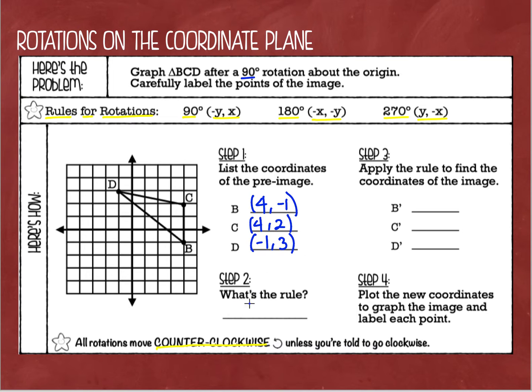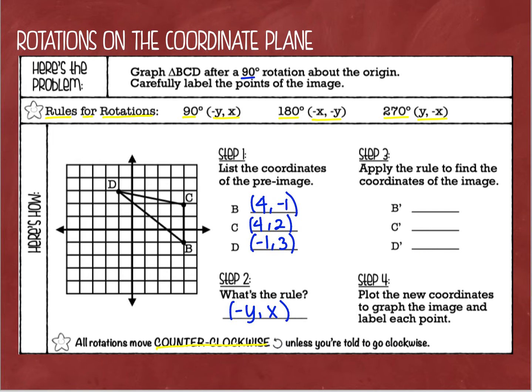Okay, next thing is, what's the rule? Well, we're rotating 90 degrees, so we are going to use this rule right here. And our rule is that we are going to do the opposite of y and then x. It's really important that you don't think that means negative y. It doesn't mean that all of our y's are always going to be negative. This means the opposite of whatever y is. Now, I'm going to take this rule and apply it to each of these coordinates in the pre-image, and then that is going to give me my new coordinates for the image.